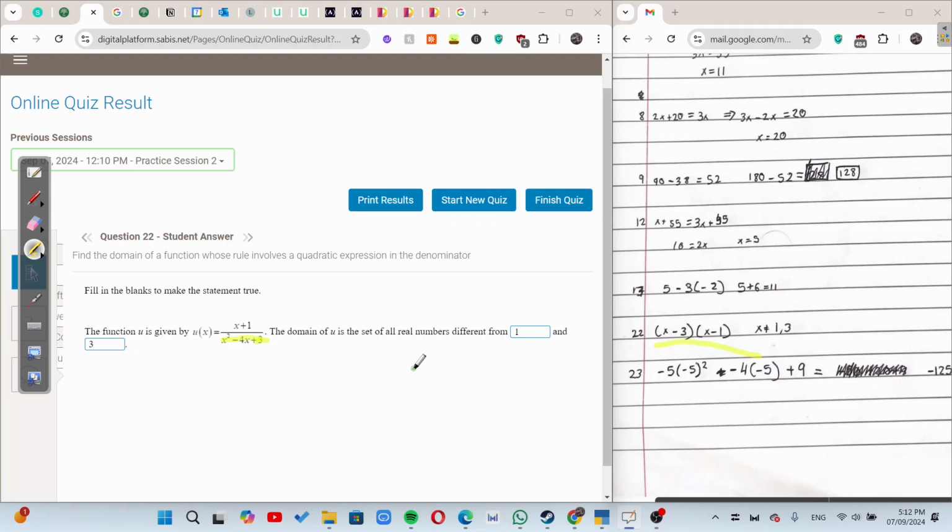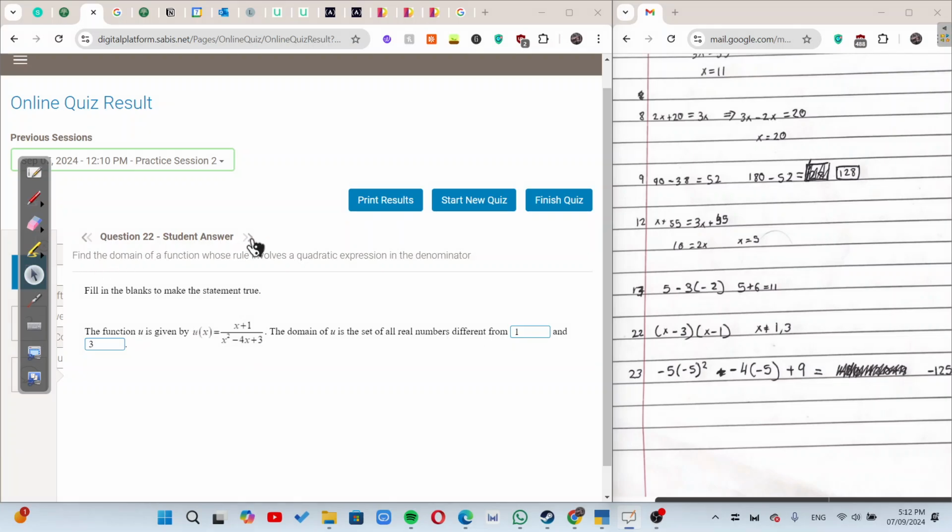So you cannot have anything that equals 0. If it's 3 here, you're gonna multiply whatever is here by 0, because 3 minus 3 is 0, which gives you a final answer of 0, so you cannot have that. And if your answer here is 1, it's gonna make this 0, which when you multiply by whatever is in here, makes it 0, which you cannot have. So x cannot be 1 and 3. So all real numbers different from 1 and 3.